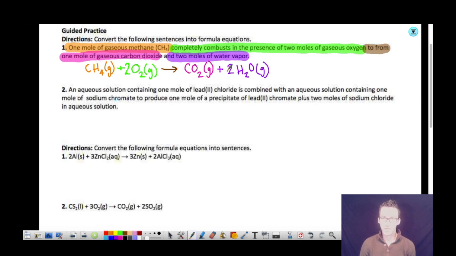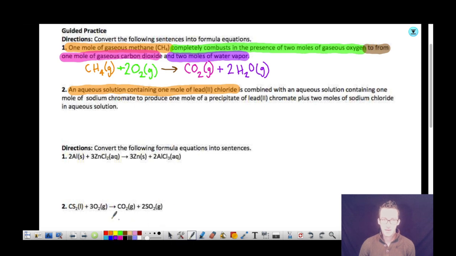Because if we don't, then we violate the law of conservation of mass, which says matter and or mass is neither created nor destroyed. All right, but let's get a little trickier here. Guided practice problem number 2, we're going to have to use some serious nomenclature here. An aqueous solution containing 1 mole of lead 2 chloride.